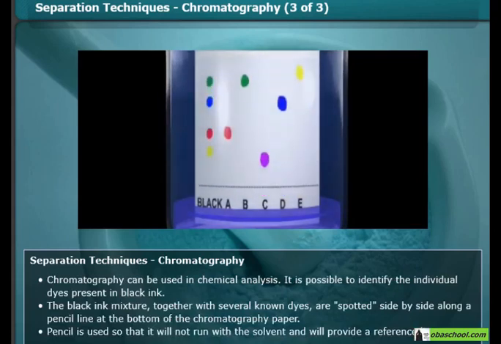Chromatography can be used in chemical analysis. It is possible to identify the individual dyes present in black ink. The black ink mixture, together with several known dyes, are spotted side by side along a pencil line at the bottom of the chromatography paper. Pencil is used so that it will not run with the solvent and will provide a reference line.